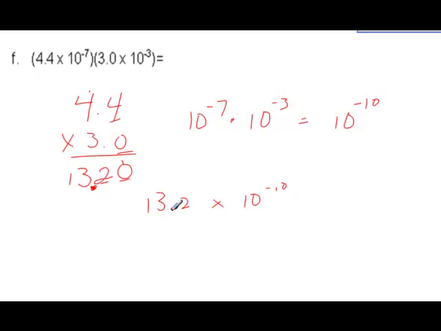Okay, I got to move this right there. So is that going to add 1 or take away 1? Add 1. This time, which direction am I going? Negative 10 means I'm going to the left. Remember, I'm moving to the left. So I'm going in the same direction. So I actually have to take 1 away, don't I? Yeah. So 1.32 times 10 to the negative 9.